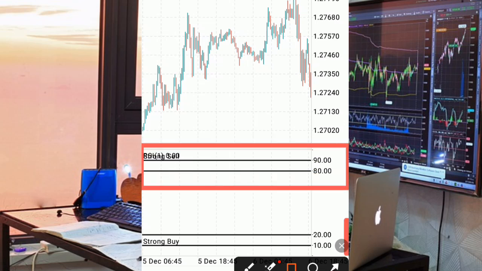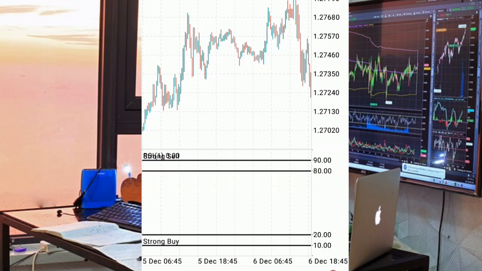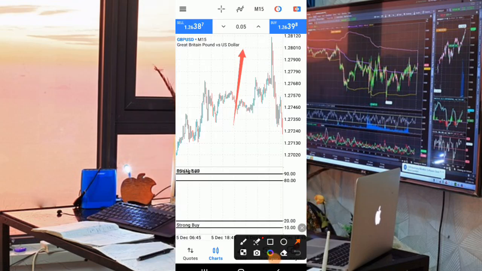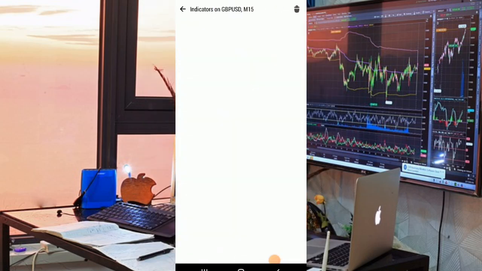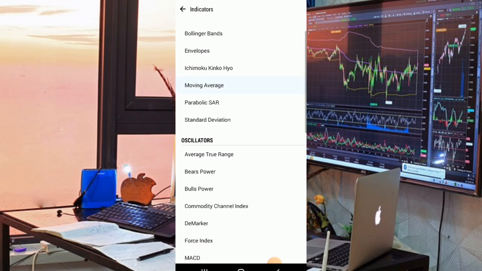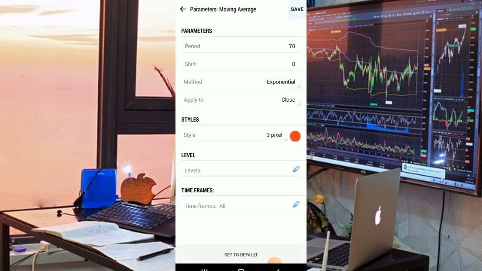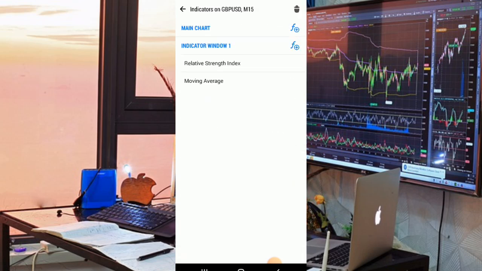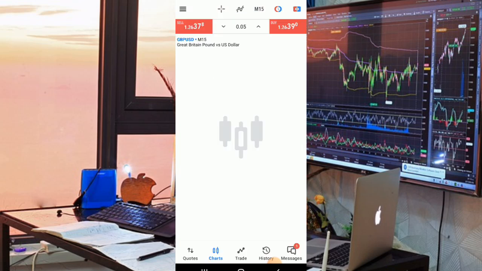It's quite visible, everyone can see it. So now I'm going to add the moving average on it because I want us to use the moving average on this one. So we're going to go back up there and go to the indicator window 1. On the indicator window 1, you are going to put your moving average as it is, like we had calibrated earlier. So now we've got the moving average and the relative strength index.